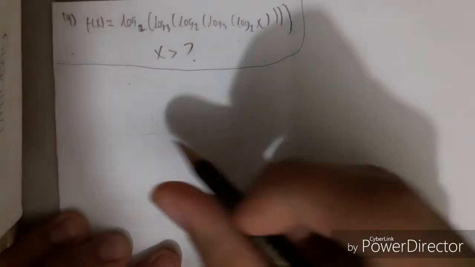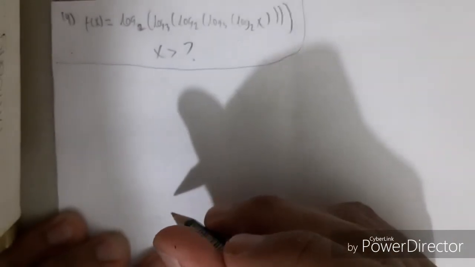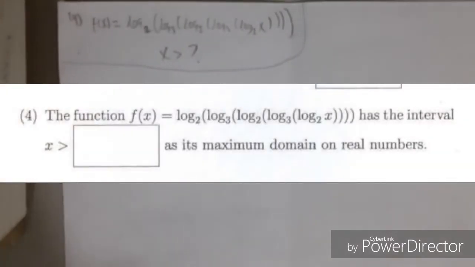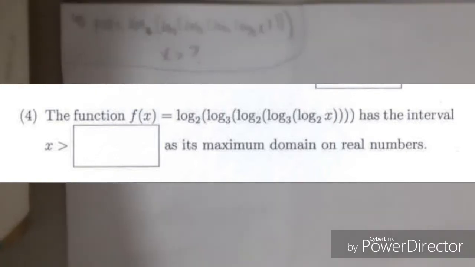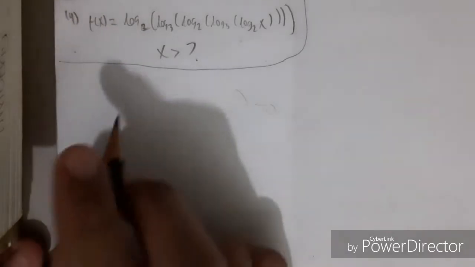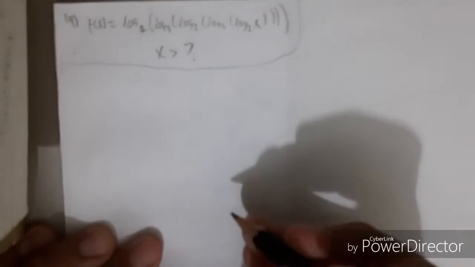So actually this logarithm 2 did not appear, right? Let me show you the original question. They say there's some function f(x) with logarithm 2 and others, and it has the interval of x greater than what as its maximum domain on real numbers. But as I had done it, the answer does not come up in the answer key. And anyway, when I erase this logarithm 2, the answer is there in the answer key.